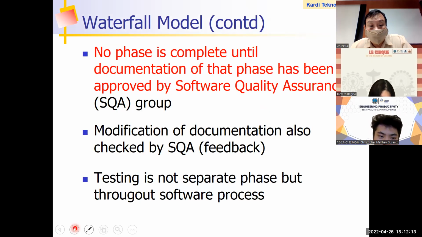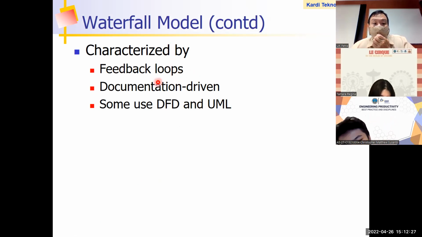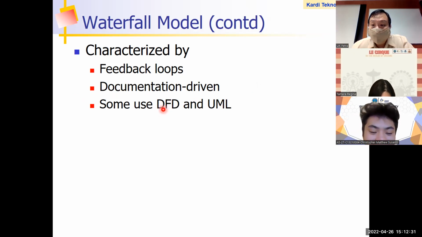So you can be the SQA group also. If you can read the code or you can read the specification, you can be part of that. Okay. So what is the characteristic of the waterfall model? Feedback loop. And this is documentation driven. Some using DFD, some using UML.